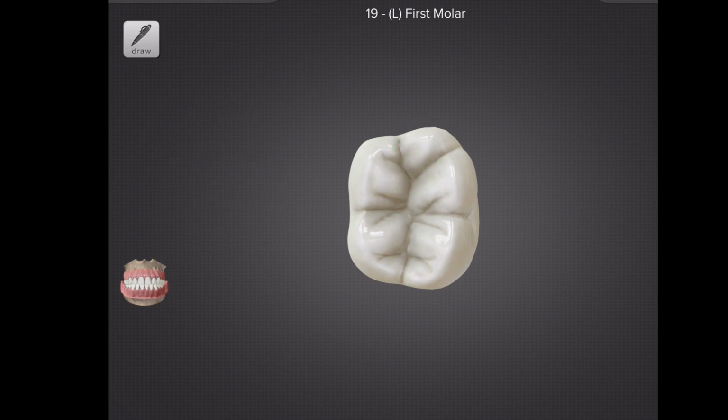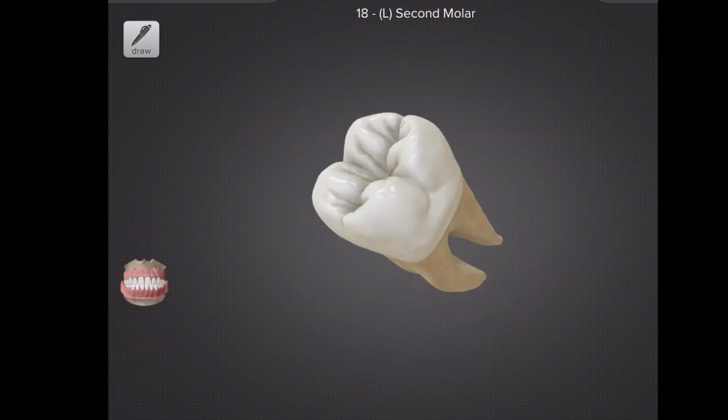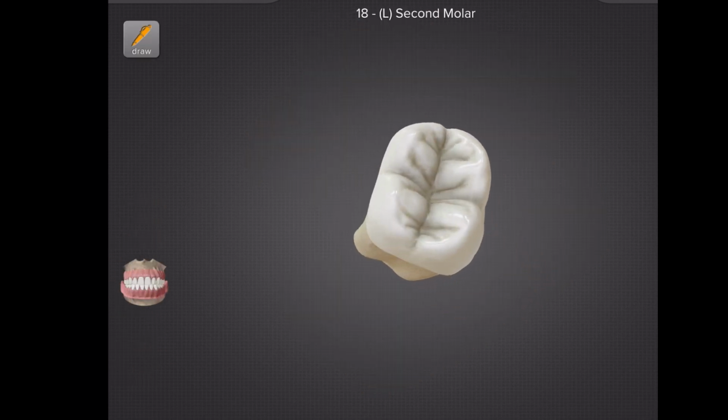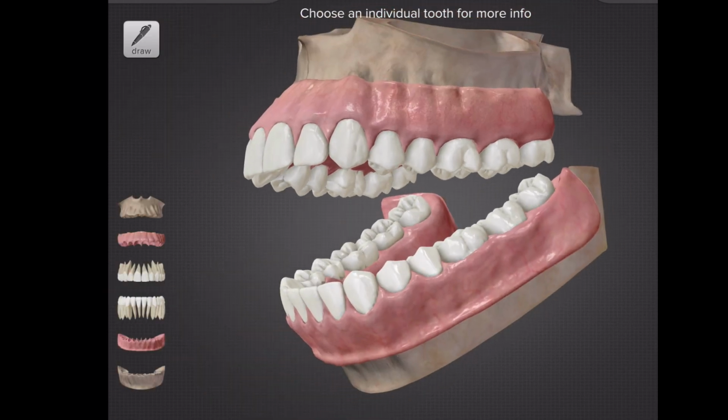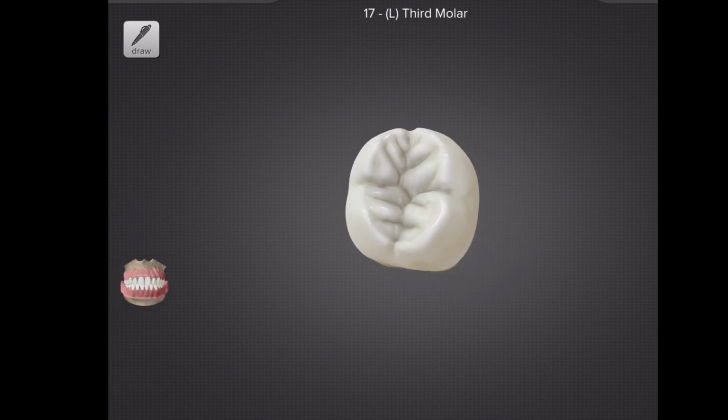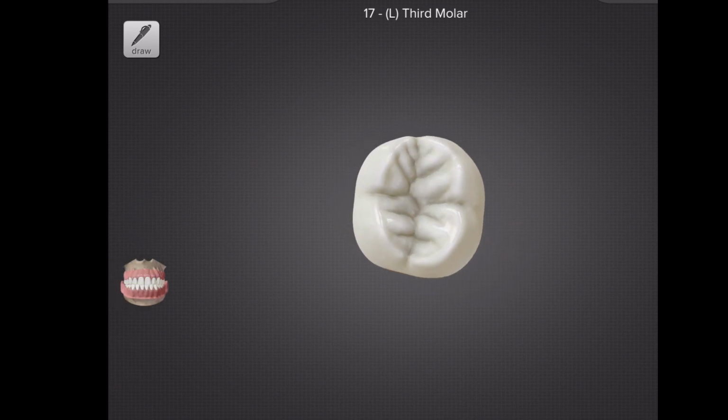For your mandibular second molar, you have 4 lobes and cusps, 1, 2, 3, and 4. But for your third molar, this is quite unpredictable. The anatomical characteristic of your mandibular third molar varies. It can vary from 3 lobes, 4 lobes, or even 5 lobes.